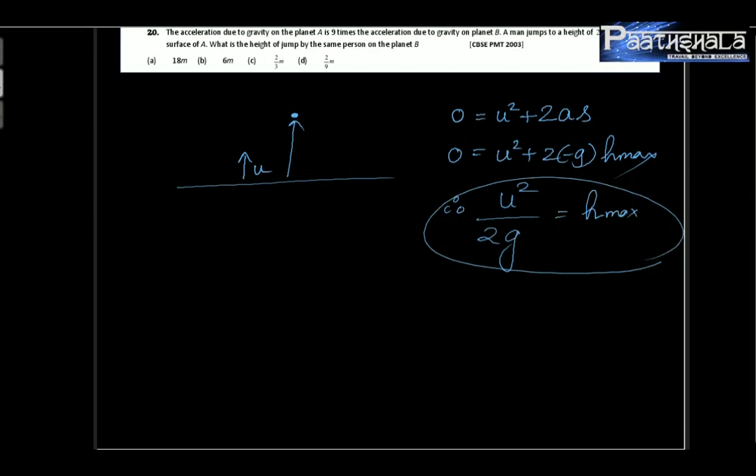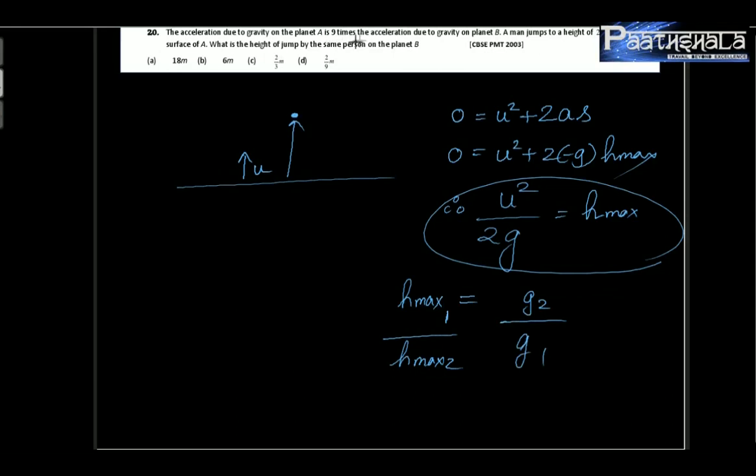u, the initial velocity with which the man jumps, depends upon the leg strength of the man. So u is going to be assumed to be constant. So h max is basically u square upon 2g. So h max 1 upon h max 2 is equal to g2 upon g1, right? It is inversely proportional to g. So this is easy to understand.